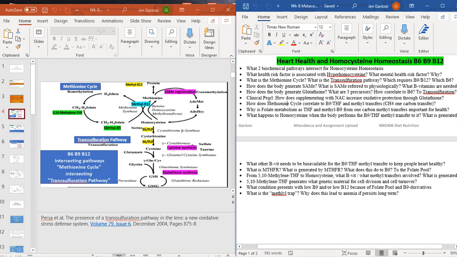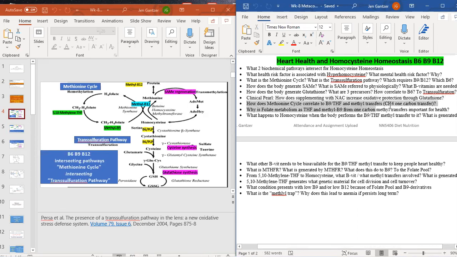Very good. All right, clinical pearl. How does supplementing with NAC increase your oxidative protection? Guess what? If you give the body NAC, N-acetylcysteine is going to go right down the transsulfuration pathway and be a precursor to make that glutathione. So when you take NAC, guess what? Your body puts it down that B6 dependent pathway into transsulfuration to synthesize glutathione.